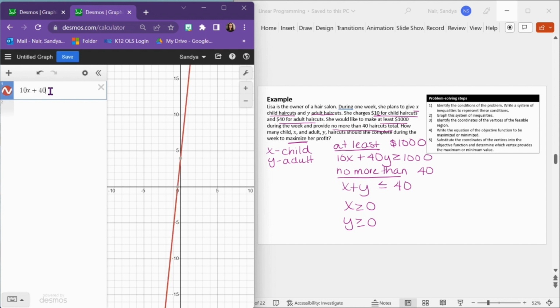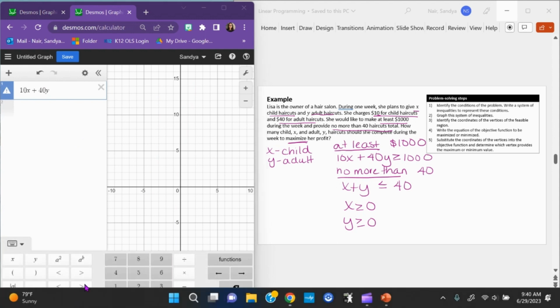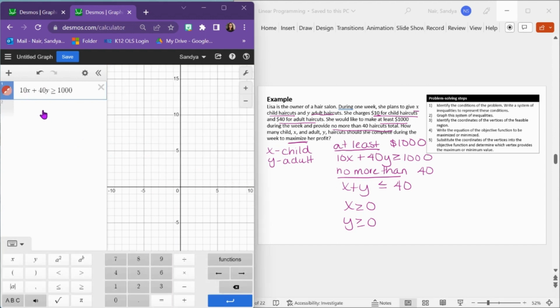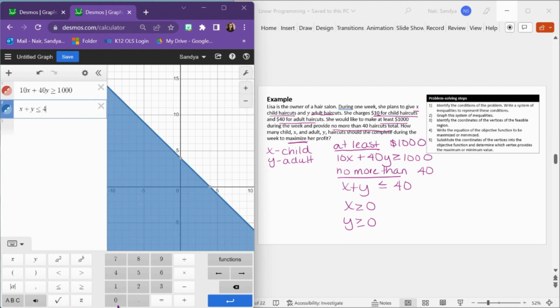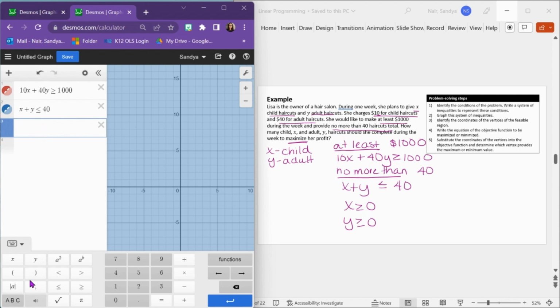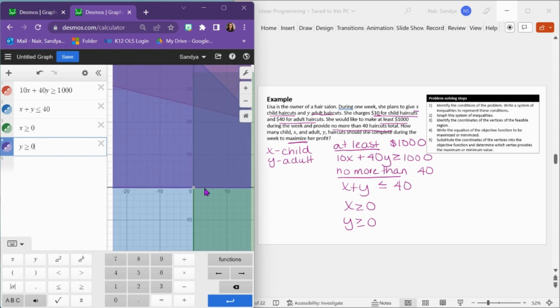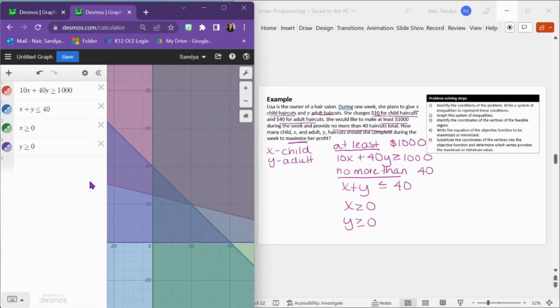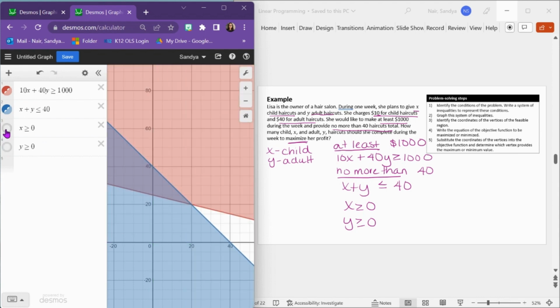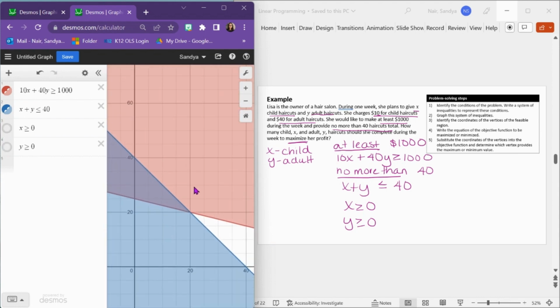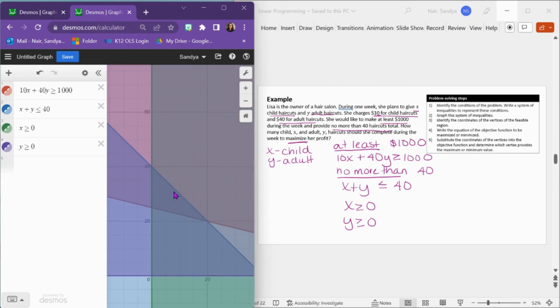So I have 10x plus 40y is greater than or equal to 1,000. And then I have x plus y is less than or equal to 40. And then my two additional conditions, x is greater than or equal to 0 and y is greater than or equal to 0. Okay, so now let's try to find our feasible region, and you can see that's right here, right? If I uncover these, there's my purple region of overlap, and then if I add in these two inequalities, you can see that this triangle defines my feasible region.